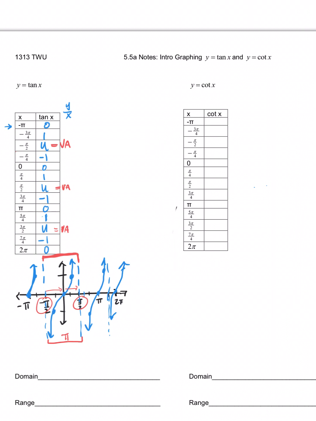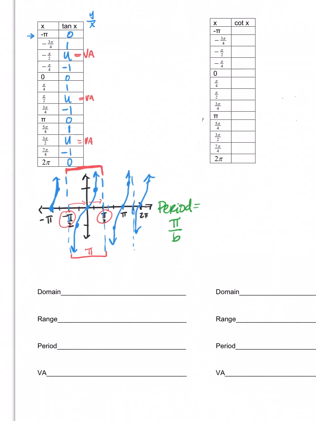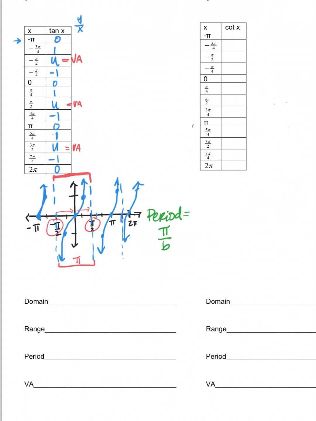So what we're going to find is that when we find the period for tangent and cotangent, the formula is a little different. It's actually pi over b. With cosine and sine, it was 2 pi over b, remember? But with this one, it's just going to be pi. So let's keep investigating domain, range, period, and vertical asymptotes. On tangent, let's just do tangent.